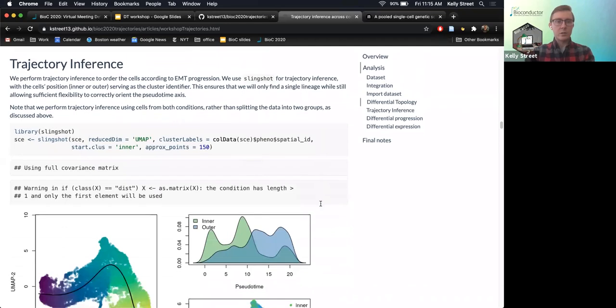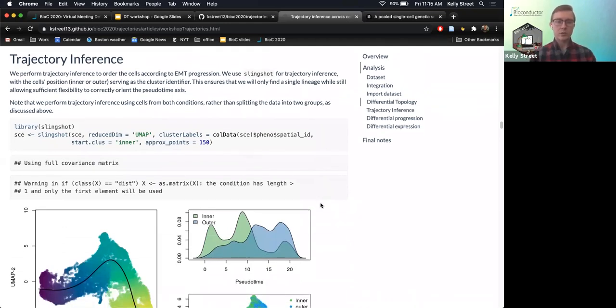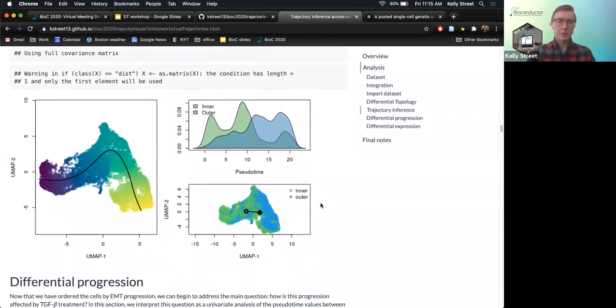So that gets us into trajectory inference, which is going to be a pretty straightforward application of Slingshot. The only interesting thing here that I want to point out is that Slingshot works on a minimum spanning tree of clusters. And so oftentimes we would include a clustering step at this point, where we just do something very simple, maybe like k-means with a k of 3. But in this case, we don't actually have to do that because we've got this inner and outer information already. And we know ahead of time that the inner group of cells should be earlier in pseudotime, and the outer group should be later in pseudotime.